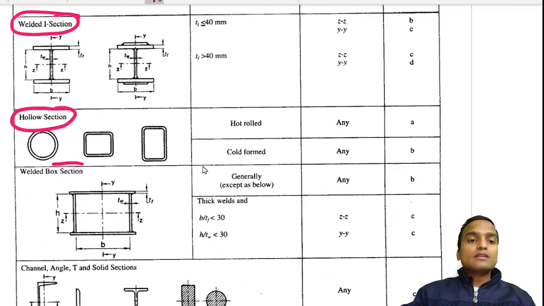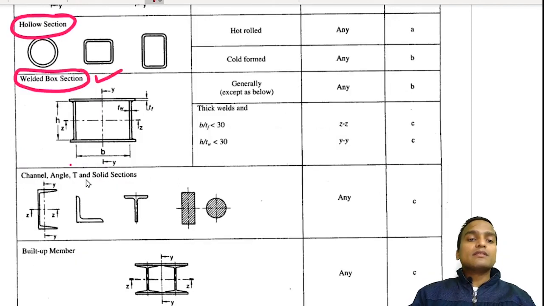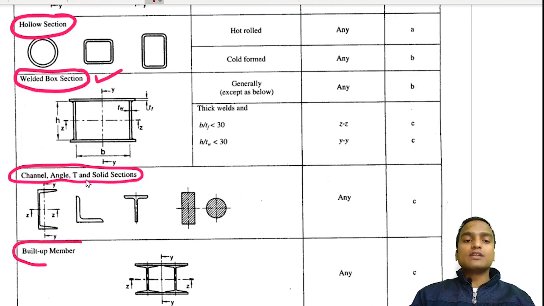Okay, then there is welded box section. So this was welded I section, this is welded box section, and in this row if you see, it is about the channels, angles, T and solid sections, and in the last row there is only mention of built up members. So all the possible sections which are used in the design of compressive members are listed here.